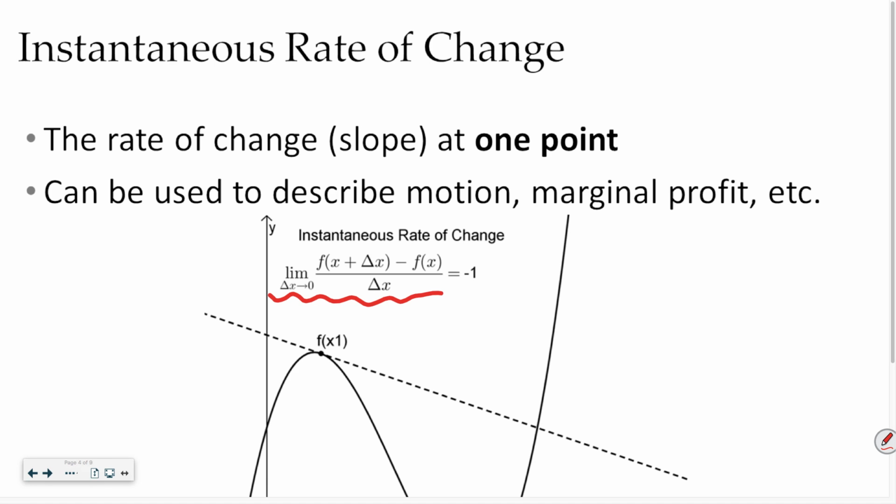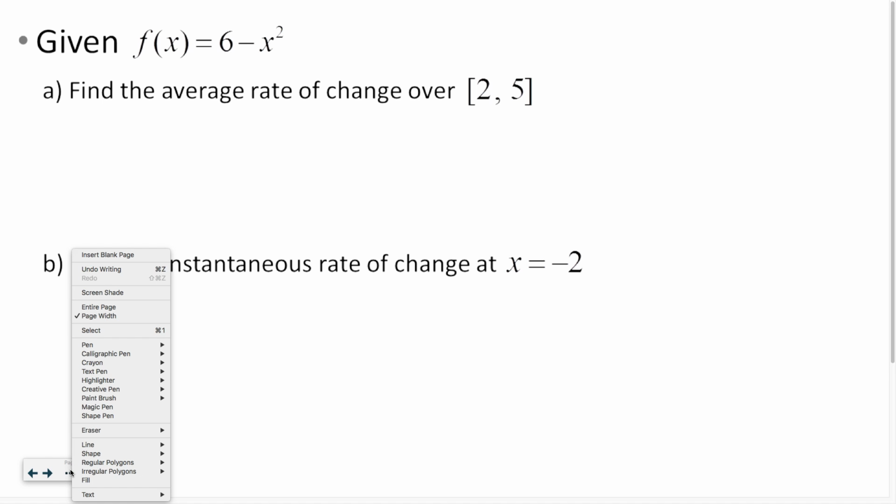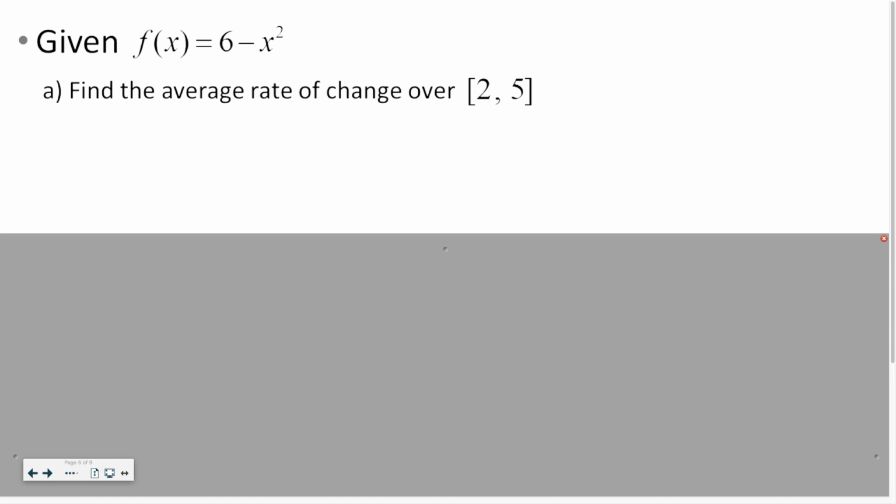Instantaneous rate of change, like I said, slope at an individual point. Okay. Average rate of change, slope between 2 points. So I'm going to give you the chance to write down that our function is still 6 minus x squared. Okay, but we're going to find the average rate of change on the interval 2 to 5.